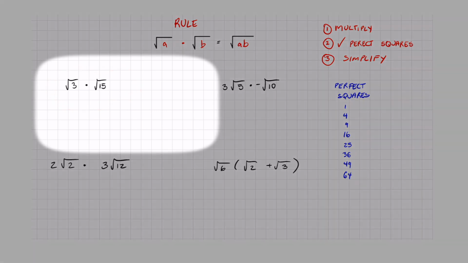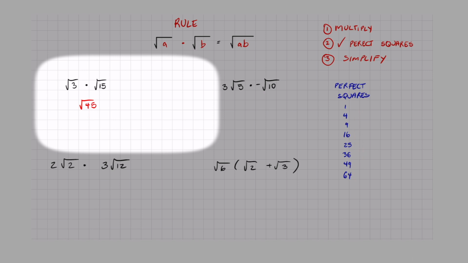The square root of 3 times the square root of 15. As I mentioned, we can just multiply these numbers. They don't have to be the same. So the square root of 3 times the square root of 15 can be written as the square root of 45. Second step, now you want to ask yourself, can I divide 45 by any of these perfect squares?